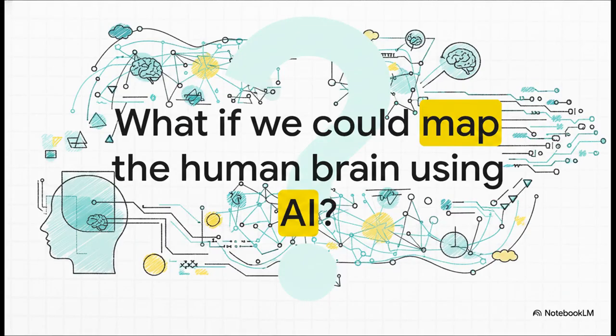Now, I want you to just stop and consider this for a second. What if we could map the entire human brain using AI? Imagine having a digital model that can predict exactly how our minds react to the world around us. Every single sight, every sound, every spoken word. And here's the crazy part. This isn't just sci-fi theory anymore. We are literally talking about unlocking the mechanics of human cognition and fundamentally changing how we study the mind.